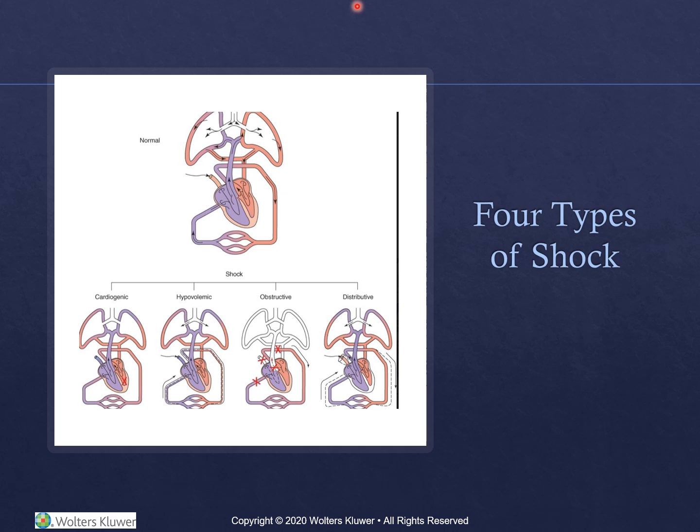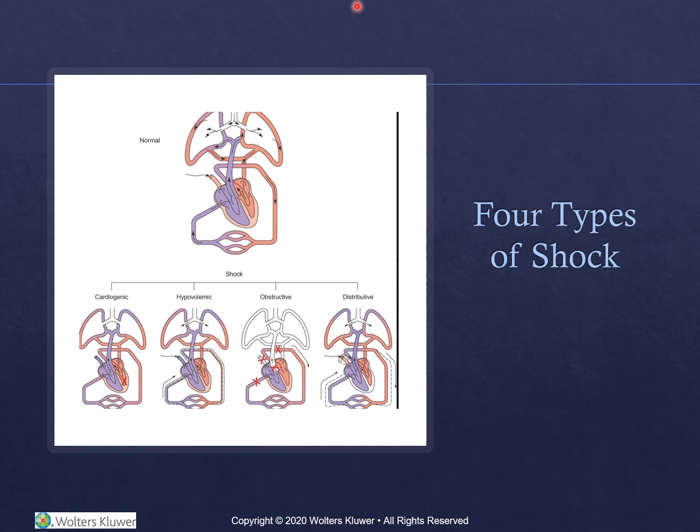And the final type is distributive shock. In distributive shock, we have an excess of vasodilation throughout the body. So all of the blood vessels within the body become very dilated. And as they dilate, the blood just sits and pools in the systemic circulation and doesn't return to the heart. This can happen if there's an overall loss of sympathetic vasomotor tone. We also sometimes call that neurogenic shock.